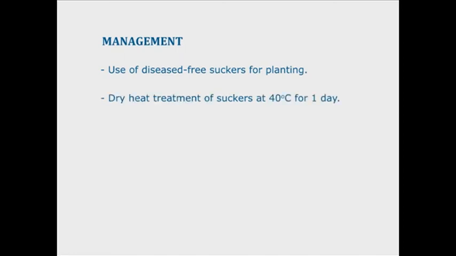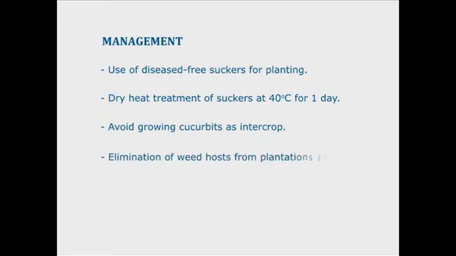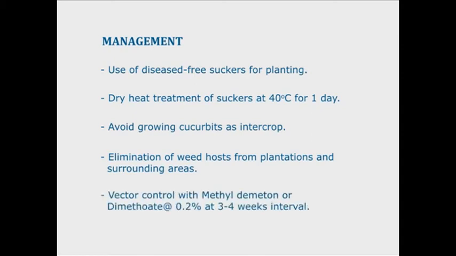Now coming to the management of the disease. Use disease-free suckers for planting. Dry heat treatment of suckers at 40 degrees centigrade for 1 day. Avoid growing cucurbits as intercrop. Eliminate weed hosts from plantations and surrounding areas. Vector control with methyl demeton or dimethoate at 0.2% at 3 to 4 weeks interval.